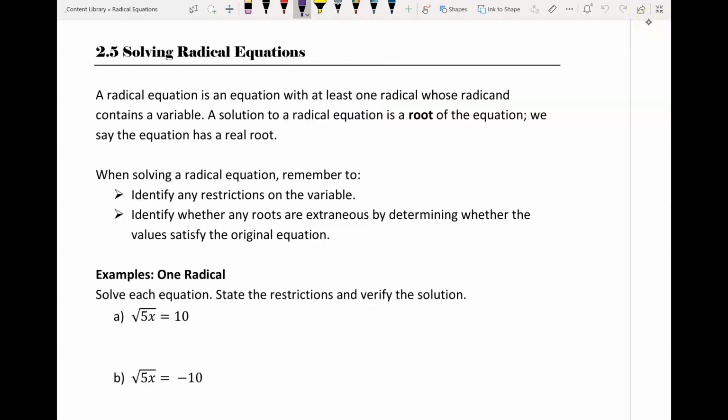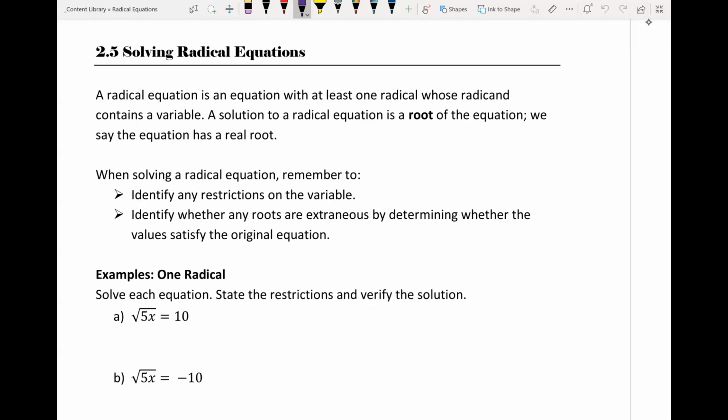Welcome to the last lesson in our radicals unit. We are going to solve radical equations. So a radical equation is an equation with at least one radical whose radicand contains a variable. A solution to a radical equation is a root of the equation. So we say the equation has a real root.